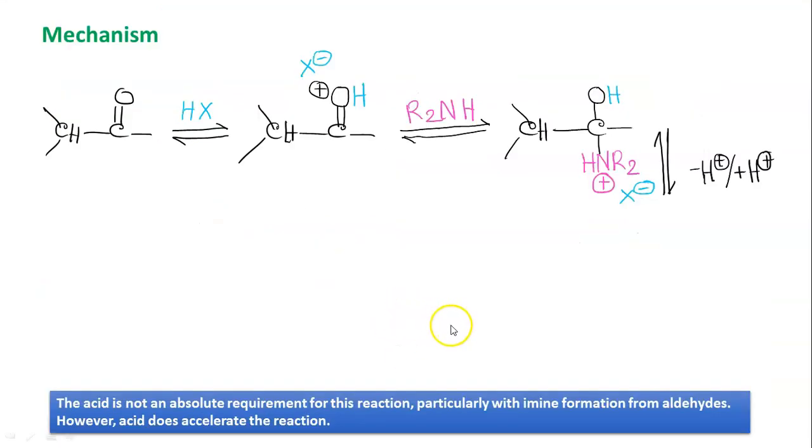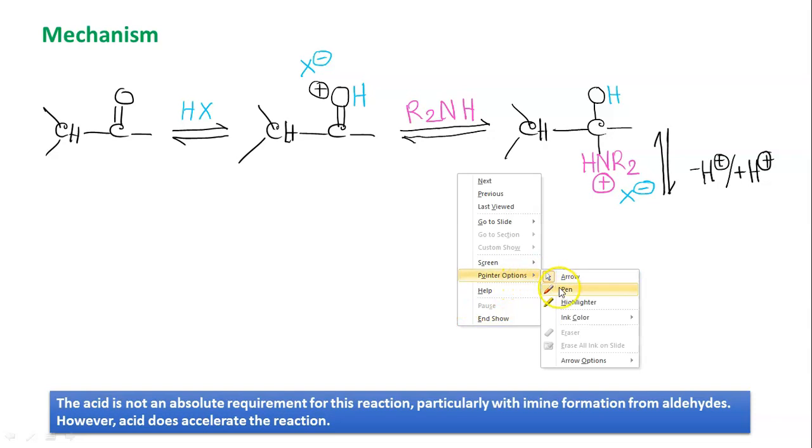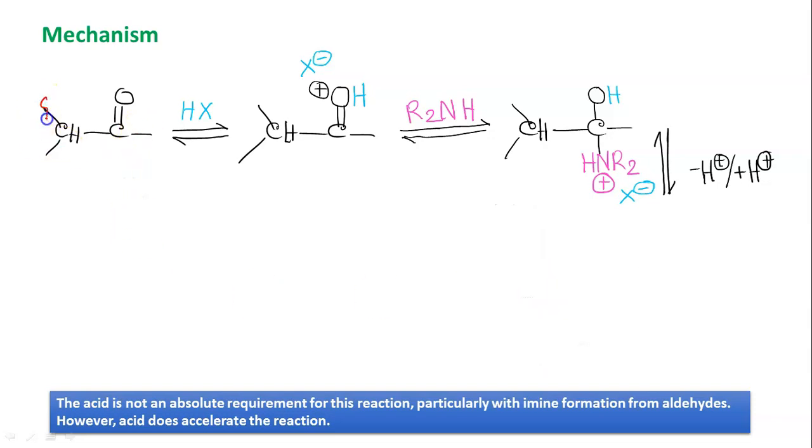Now we will see the mechanism. In mechanism we have taken HX, but remember acid is not an absolute requirement for this reaction, particularly with the imine formation. That is, for the first step acid catalyst is not so important, but in the second step it is important. In presence of HX, first there will be protonation of this oxygen, and oxygen is now protonated, the counter ion is X minus, that is the conjugate base of the acid.